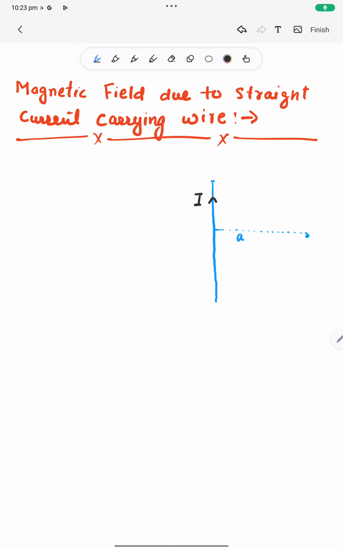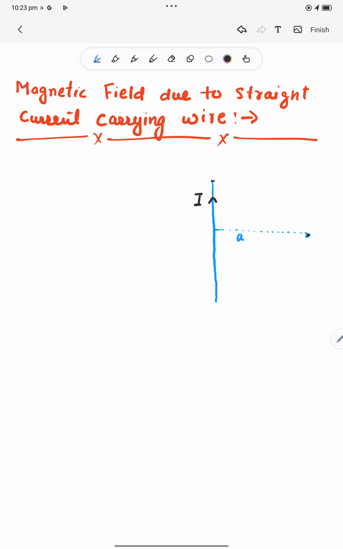Students, our today's topic is the magnetic field due to a straight current carrying wire at any point. Here is a point whose distance from this wire is a small a, and we want to calculate the magnetic field at this point due to this whole wire. For this, we will apply the Biot-Savart law for this point.